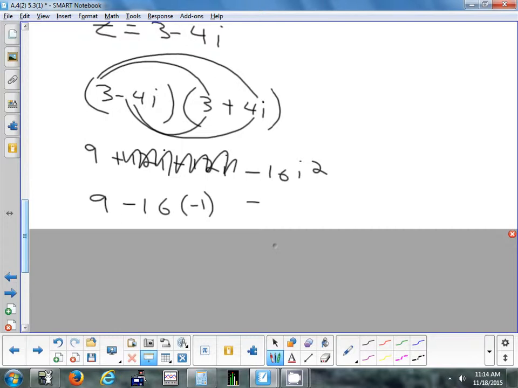Negative 1. Negative 1. So we have minus, another minus. Okay, what happens there? Becomes positive. So we end up with 9 plus 16, or just 25. Notice the final answer doesn't have any i's in it. That's the point of using a conjugate. When you multiply something by a conjugate, all the i's disappear. Okay, any questions on that?